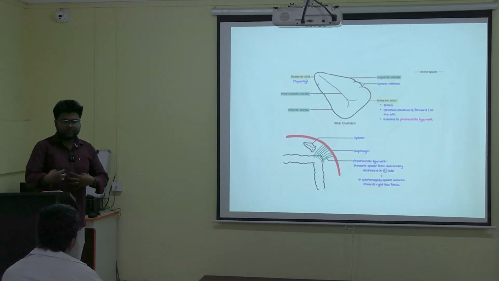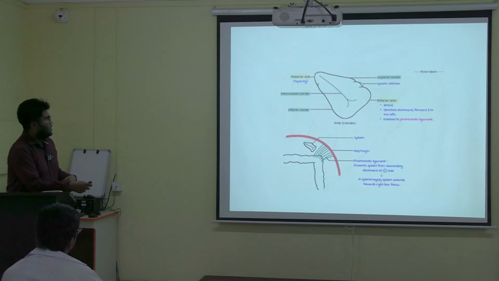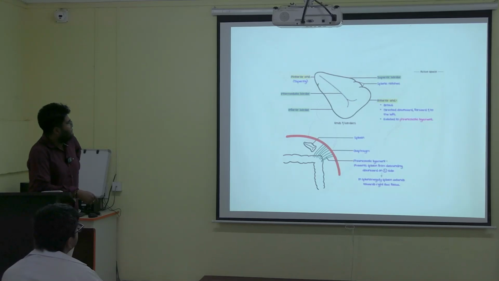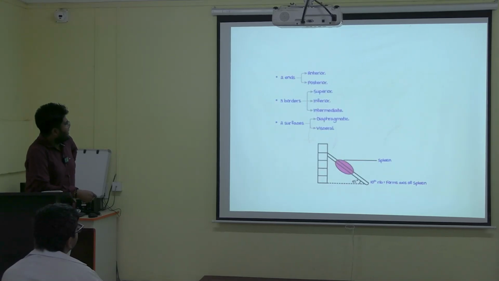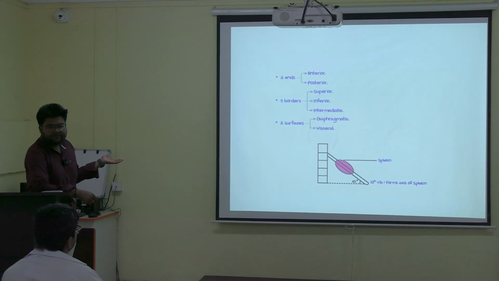So the swelling will be mainly in the epigastric region, and the spleen is mainly present in the left hypochondrium region. Always remember this. There are 2 ends: the anterior end, which is the broad end, and the posterior end. There are 3 borders: superior, intermediate and inferior. In the superior border the splenic notch is present. Next are the 2 surfaces: the visceral surface and the diaphragmatic surface.